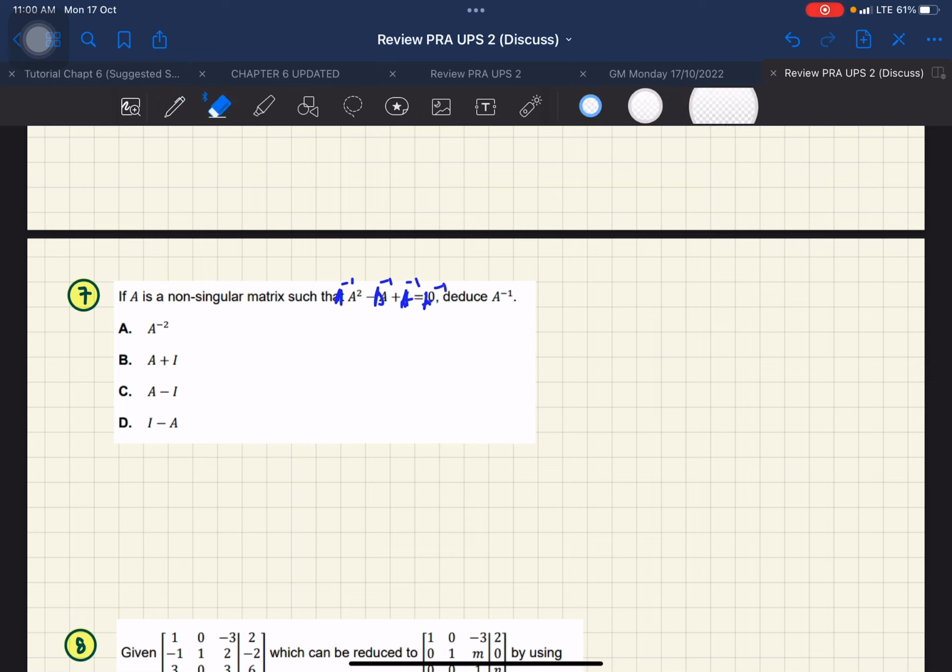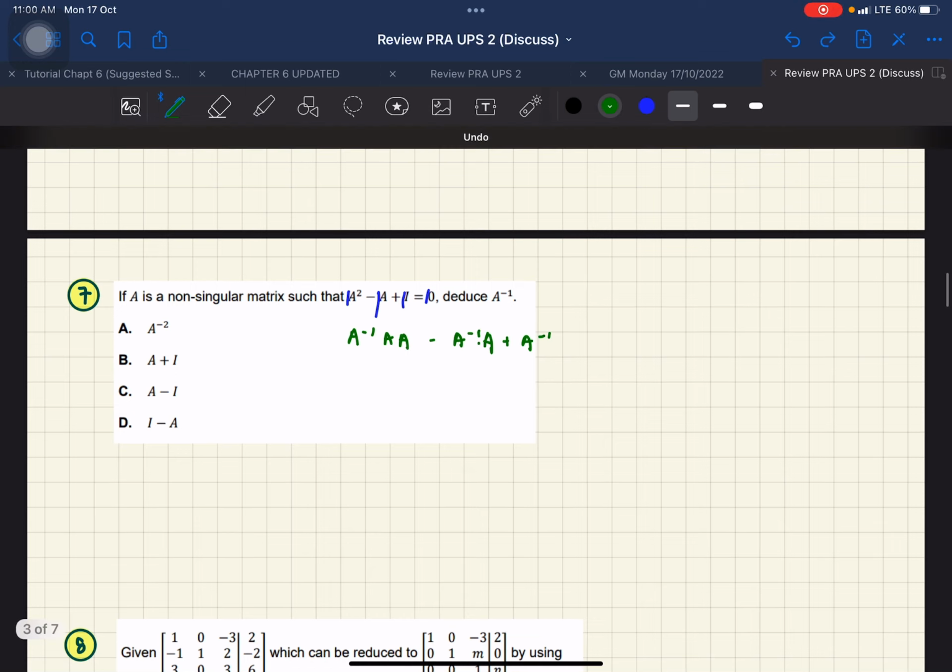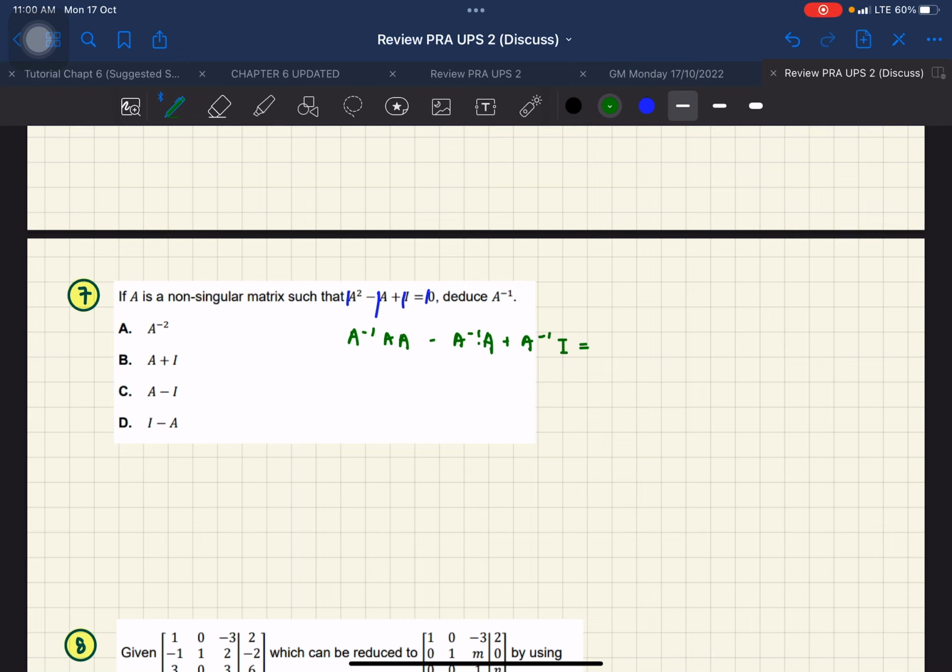Okay, saya harap nampak. So padam balik. Okay, so kita akan darab dekat sini, sini, sini dengan sini. Okay, so saya akan ada, I will have A inverse A squared minus A inverse A plus A inverse I equals to 0. Kenapa 0? Sebab any matrix multiply with a 0 matrix is equals to a 0 matrix. Tak perlu nak tulis apa-apa dah.